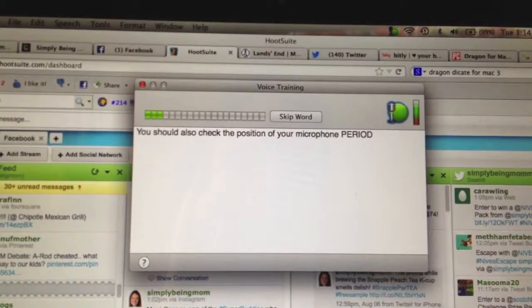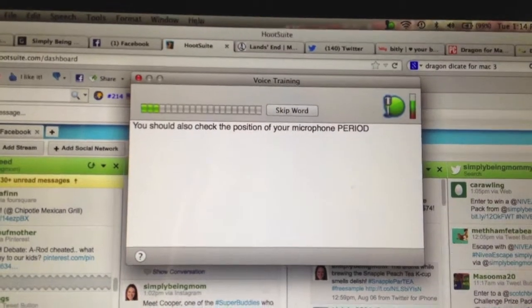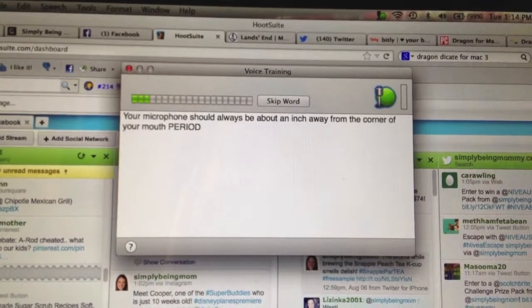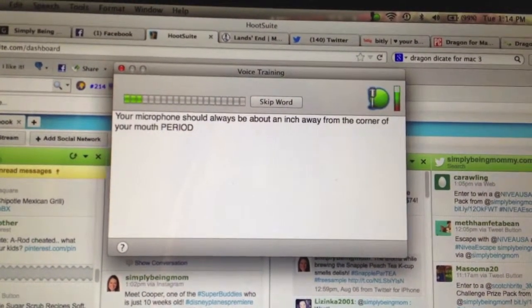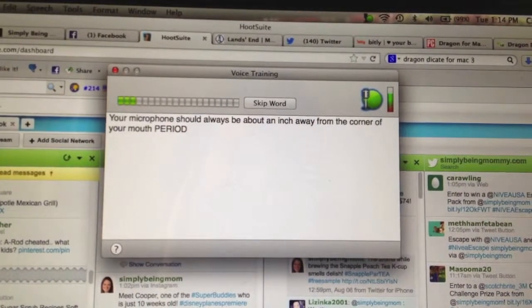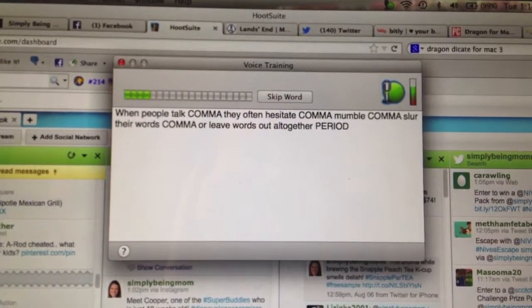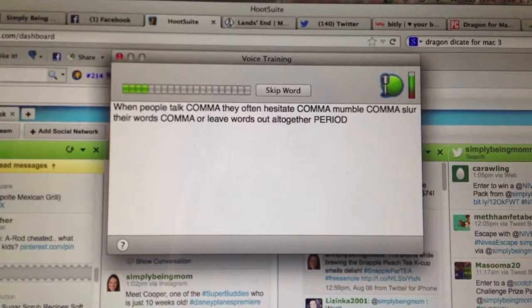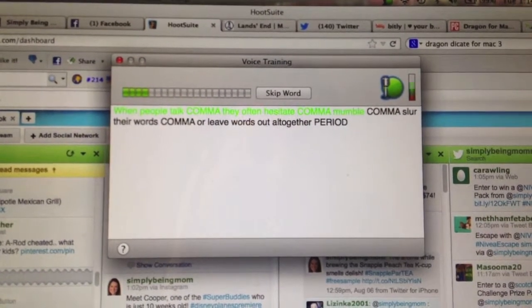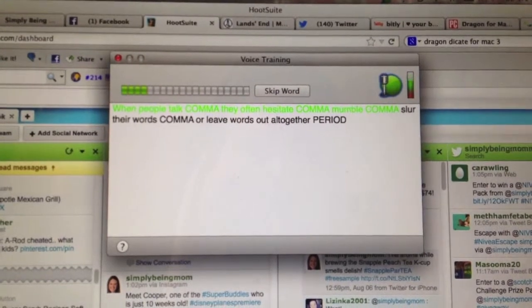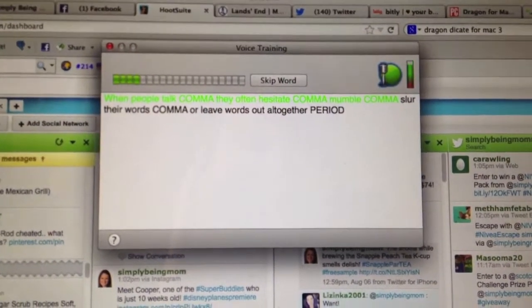You should also check the position of your microphone. Your microphone should always be about an inch away from the corner of your mouth. When people talk, they often hesitate, mumble, slur their words, or leave words out altogether.